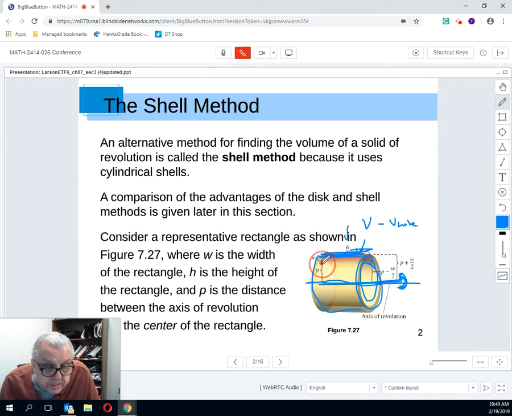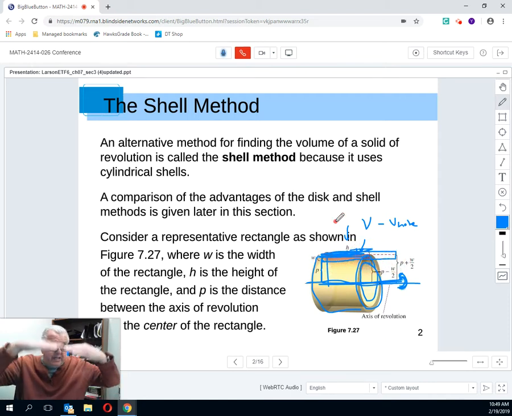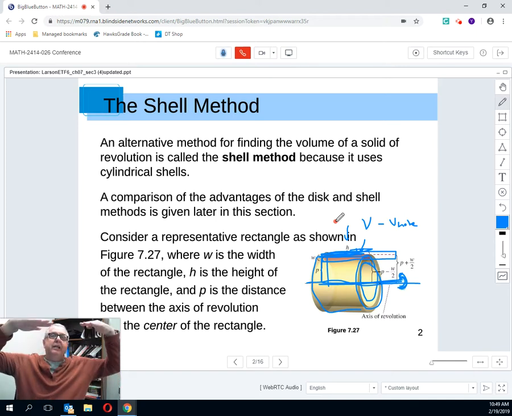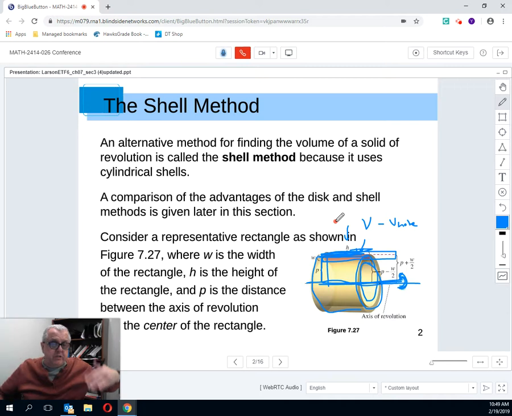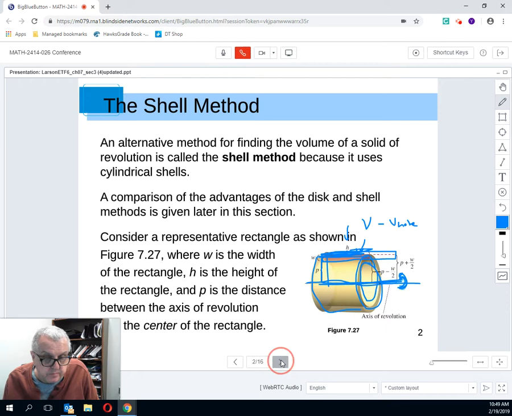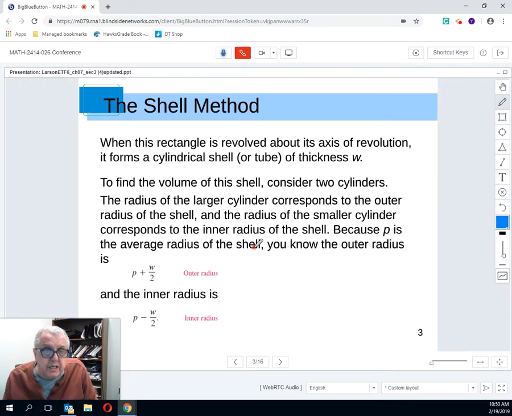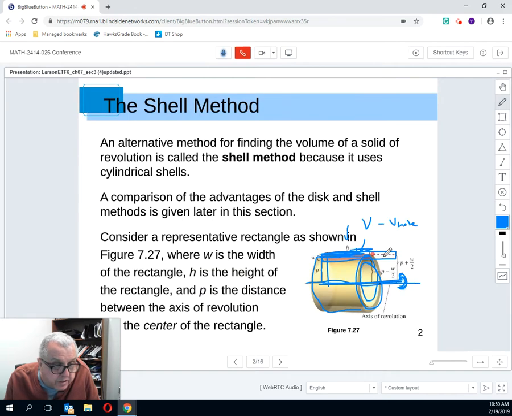P is the distance between the axis of revolution and the center of our rectangle. So we're creating these rectangles that are always parallel to the axis of revolution. Your height and the rectangles that you're forming are always parallel to the axis of revolution. And once again, we're measuring the thickness. W is the thickness of the actual cylinder.